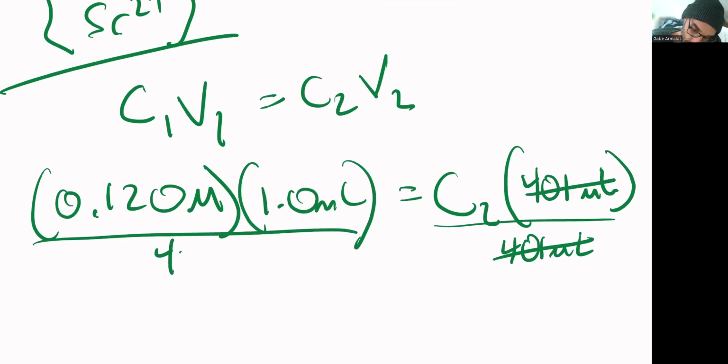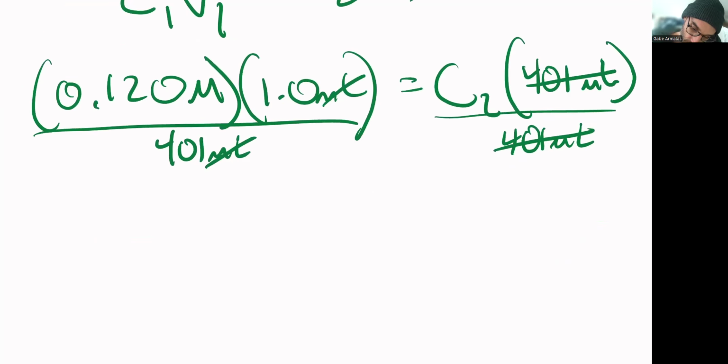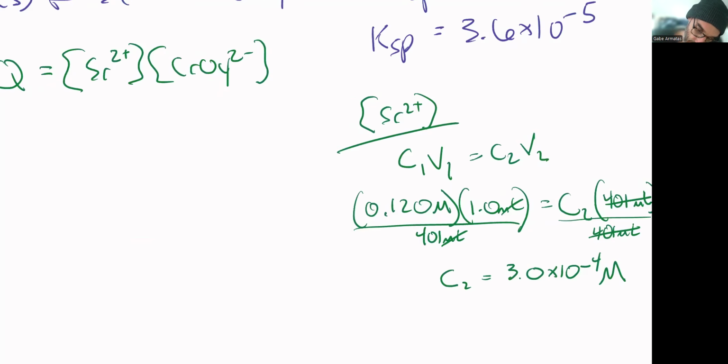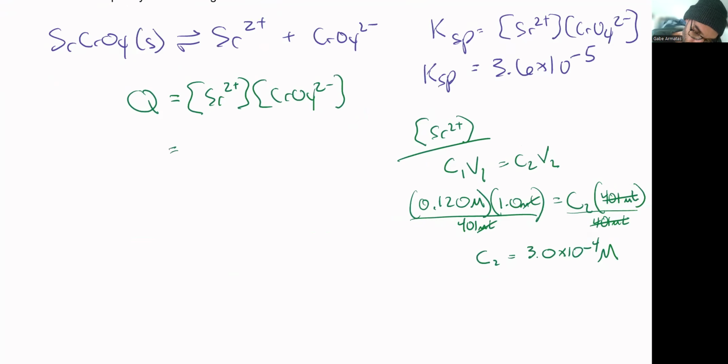401 milliliters. Milliliters cancels. And my new concentration of the strontium is going to be 3.0 times 10 to the negative 4 molar. So this is the concentration of my strontium ion, and so I can plug that in. 3.0 times 10 to the minus 4 molar. Now the question is, what is my chromate ion?